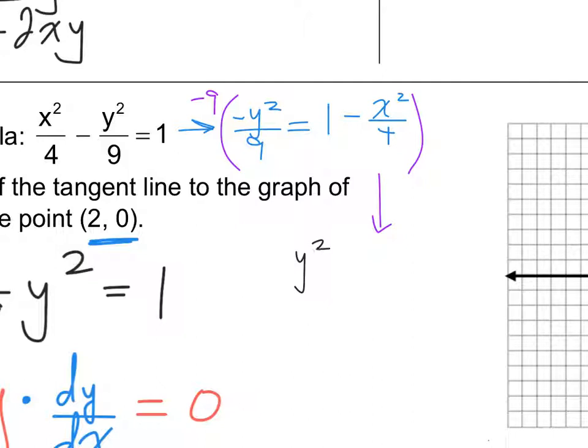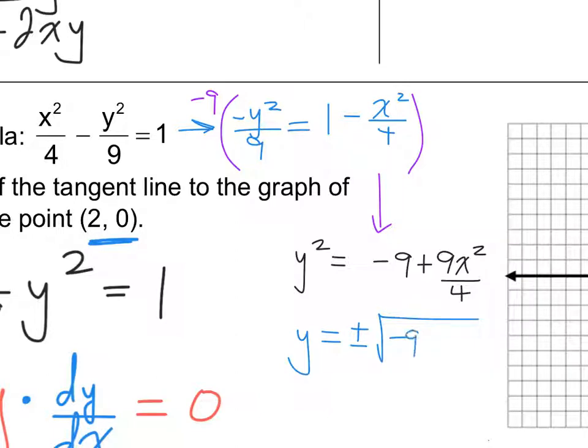And we would have y squared equals negative 9 plus 9x squared over 4. And then I need the root. And you don't have to worry about cleaning it up because the calculator is going to understand it just fine. The big twist here is just remembering that you have to have a plus or minus. All right, so our equation has a plus or minus, but our calculator doesn't have a plus or minus button.